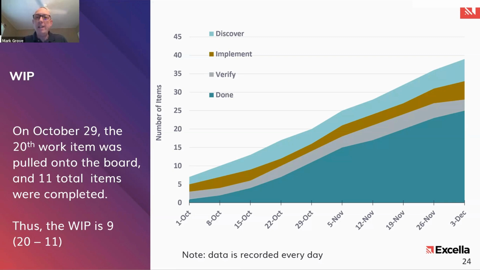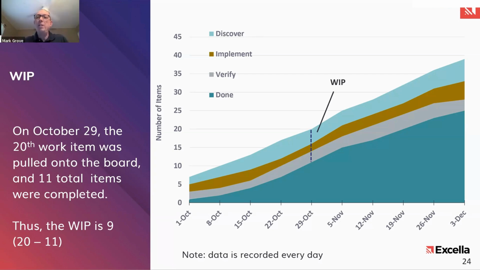All right, let's take a look at a CFD. And I want you to note that even though my x-axis shows October 1st, October 8th, a 1 week increment, we're actually recording data every single day. Okay. So let's take a look at that first metric, WIP. How do we identify WIP in a CFD? Well, it's pretty straightforward. I even showed you a little bit earlier. That's really that vertical distance on your chart.